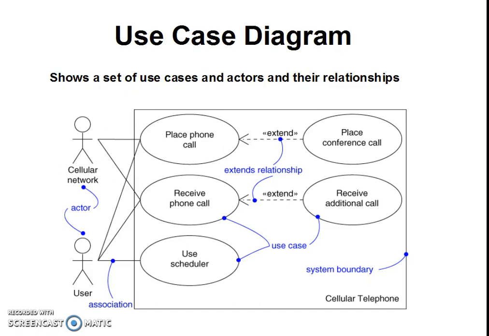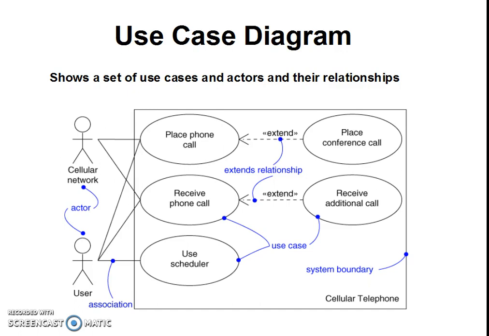In this example, we have two actors. When we design a use case diagram, we first have to identify the use cases and the primary or secondary actors for the system. Primary actors are those who will actually use the system, and secondary actors are those who will manage the system. We have two types of actors in our example. First is the user and second is the cellular network. The user uses or takes the service from the system.